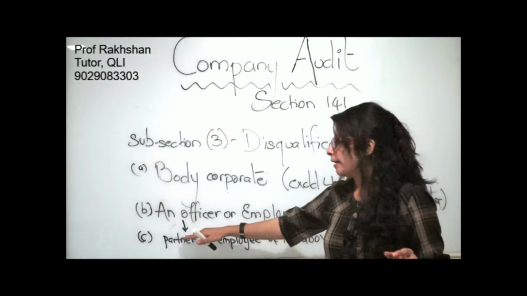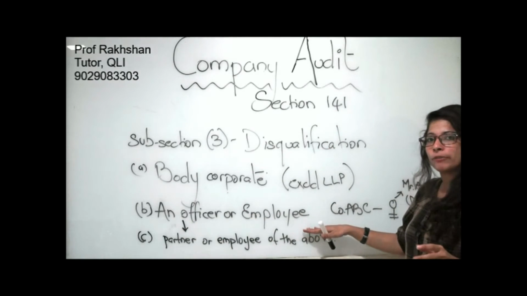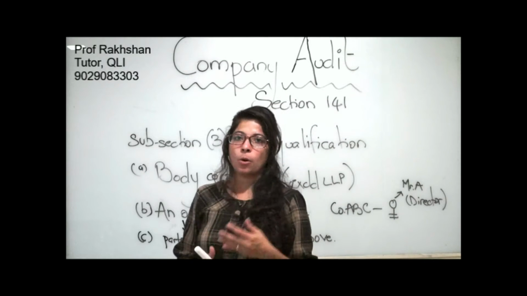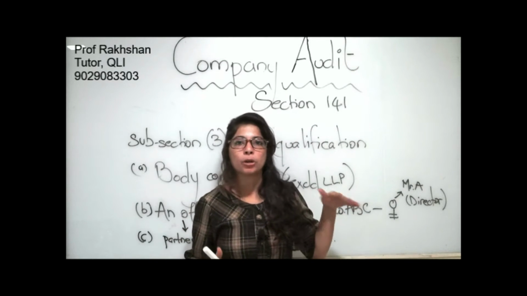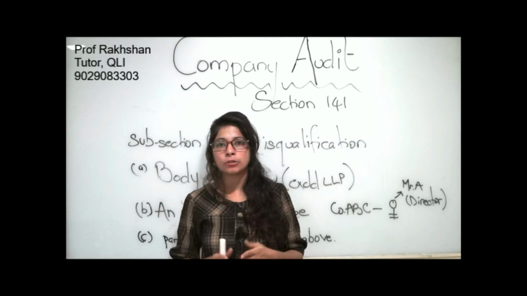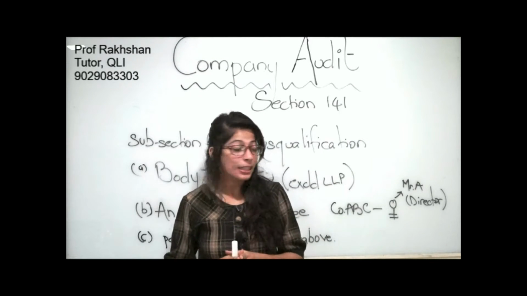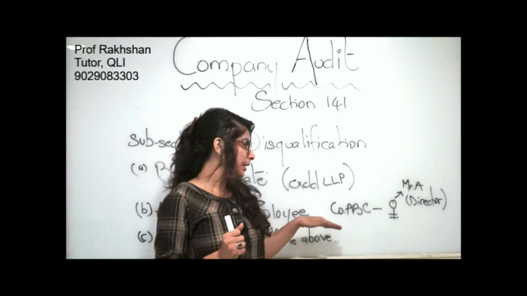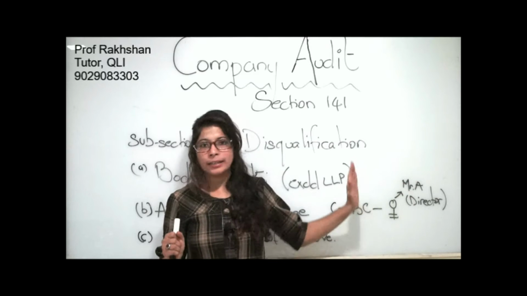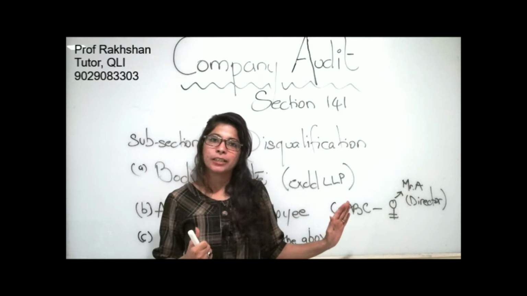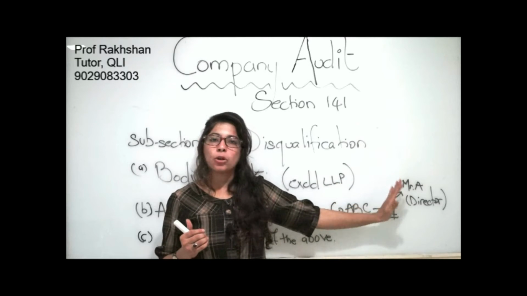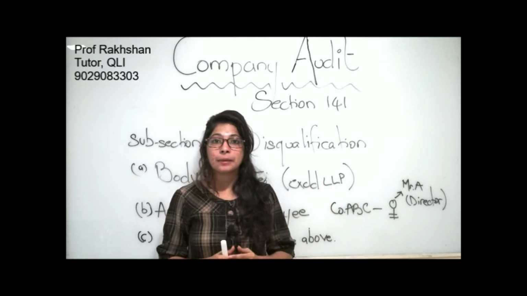Second, we come to an officer or an employee of the company. Why do you think an officer or the employee of the company will not be allowed to audit the accounts of the company? We'll take an example. We have companies A, B and C and we have the director Mr. A. So the director is an employee of the company, he is an executive director. So the statute says Mr. A should not be the auditor of companies A, B and C.